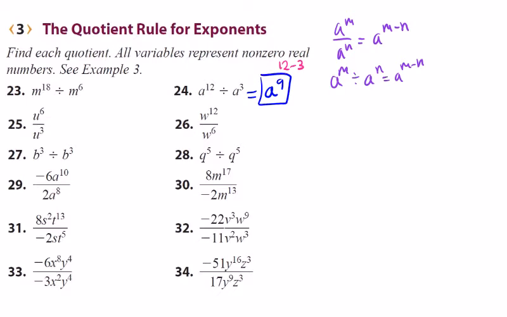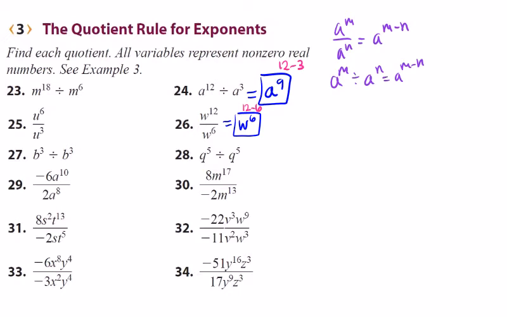All right, so that's it. 26, same idea. We're dividing like bases, both w's there, so we can get that down to one single w, and subtract the exponents. 12 minus 6 is 6. So w to the 6 is our final answer.